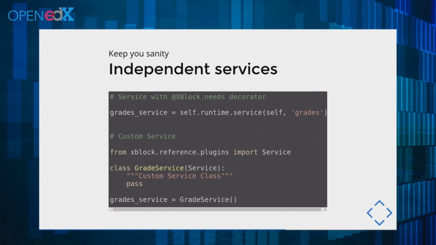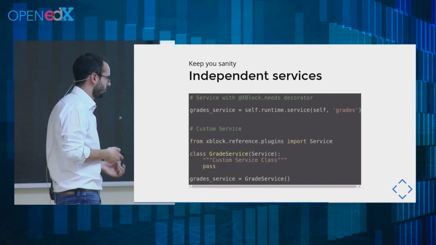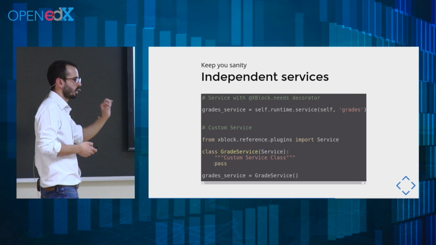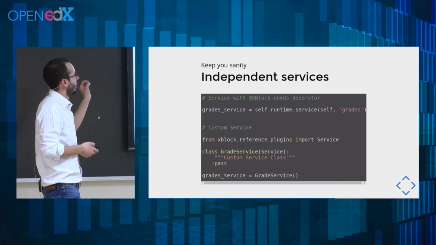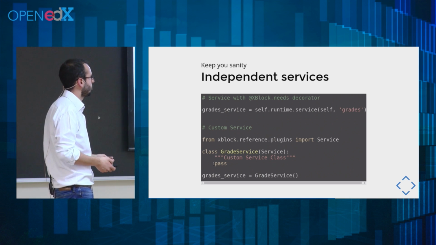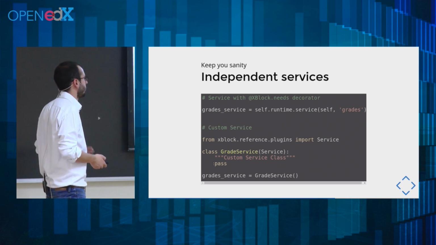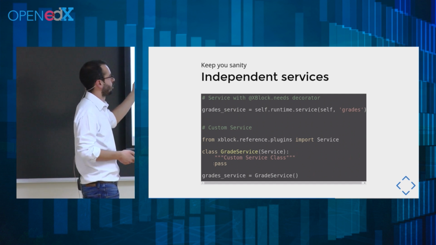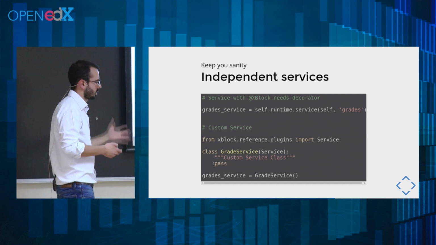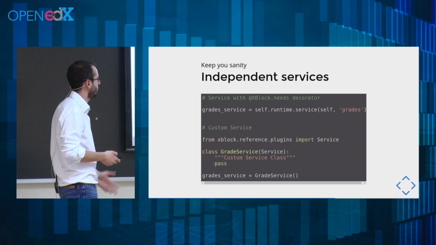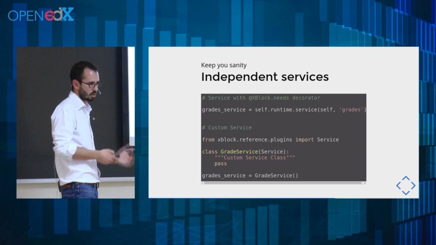So before you would have done xblocks.needs and then you import the service. Let's make up a grade service to access the user grades on different core sections. You would have done that if you had the opportunity, but if you don't, then make a grade service, import the same blocks, the same classes that the platform would have imported, and use it as a service.